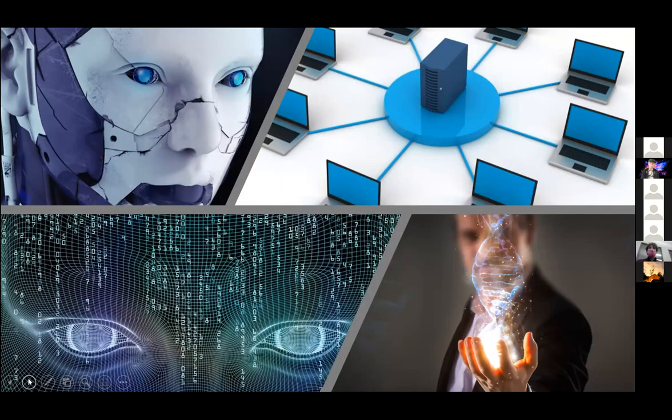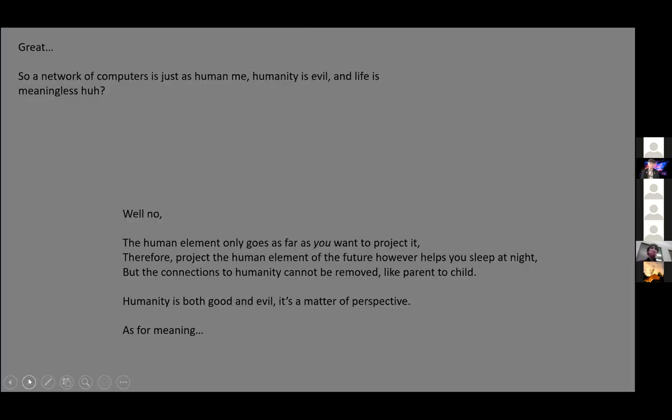So when we think about the singularity and the four proposed routes towards the singularity, whether it's a human-machine hybrid or a computer network, an AI that transcends human intelligence, or our biologically engineered descendants, all of them will possess the mark of humanity. The human element will be present within all of them. So in a sense, it's kind of impossible to imagine a non-human future, because what is human? Where do you draw the line of the human element? And so, great. So a network of computers is just as human as me. Humanity is evil and life is meaningless, huh?